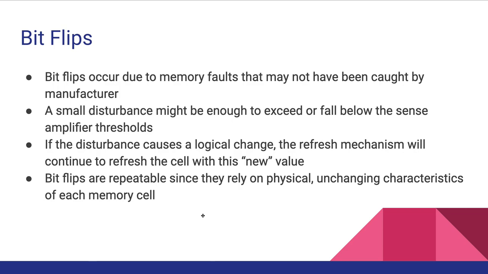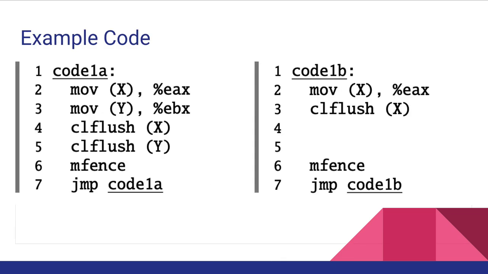Because bit flips are based on physical, unchanging characteristics of the memory cell itself, once you discover that a cell is prone to flipping, it's very likely that you can make it flip again in the future. So exploits of this nature tend to be pretty reliable, which is very detrimental to the security of a system. And the researchers provide some sample code to go about triggering this.